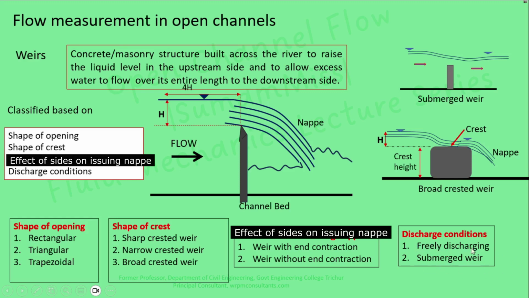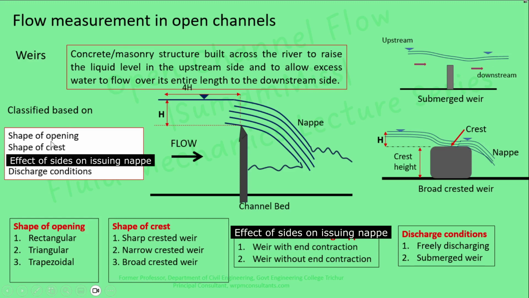In the case of freely discharging weir, the downstream water level available is below the crest of this weir. So that is why these two cases are freely discharging weirs. Here you can see that the downstream water level is below the top surface of the crest. Whereas in the case of submerged weir, downstream water level is above the top surface of the crest.